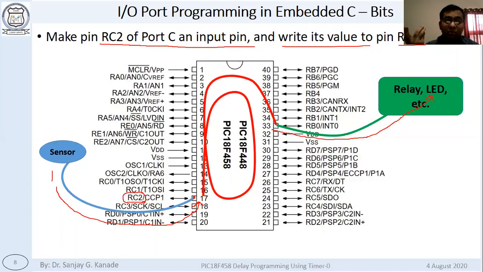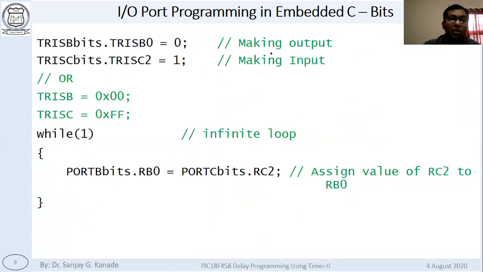This is a very simple level indicator system, right? And how to do that? Just connect that sensor to RC2, connect the LED to RB0, and write the program inside the microcontroller. So now we are going to write the section of that program which will take the value from RC2 and put it on RB0. Now, how do we do this?